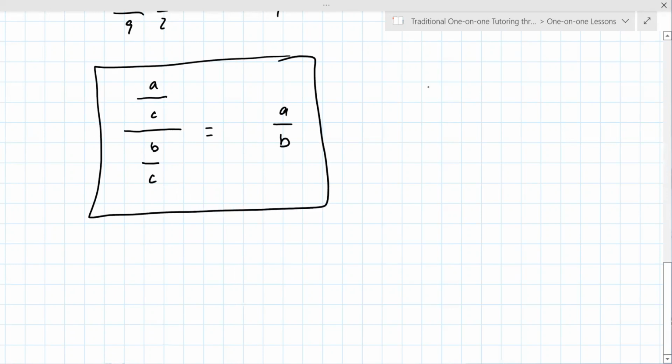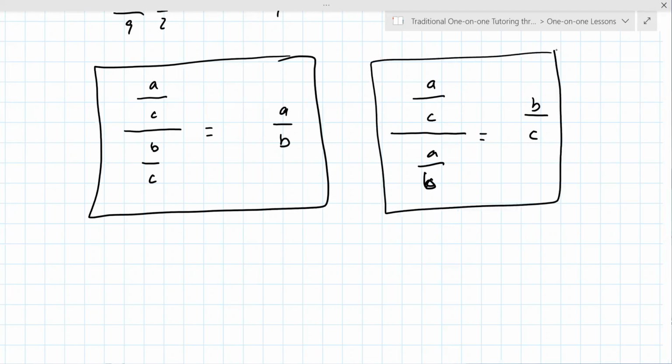And similarly, if the numerator is the same, so you've got like A over C over A over C, I'm sorry, I need to change that one. That B, this always becomes B over C. So there's some things there to help.